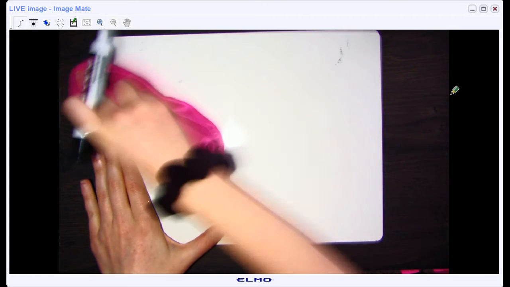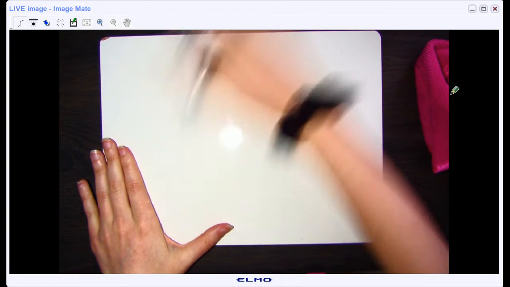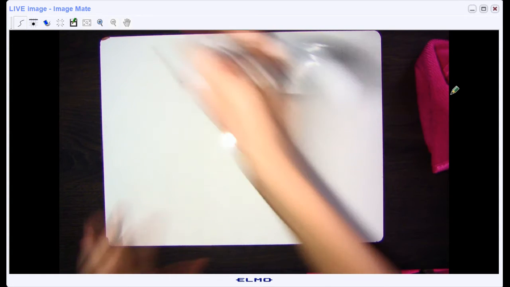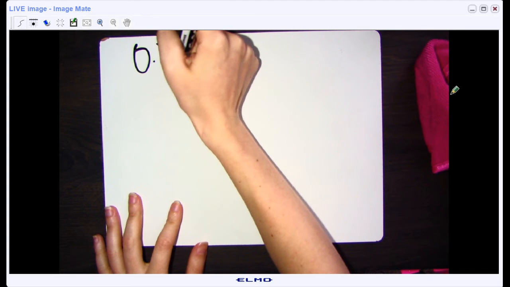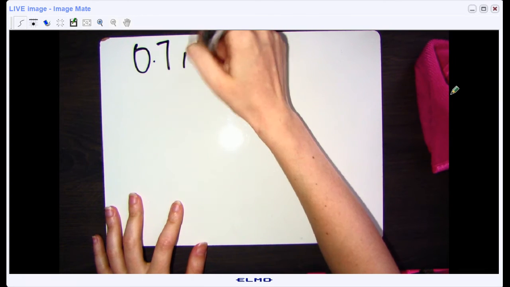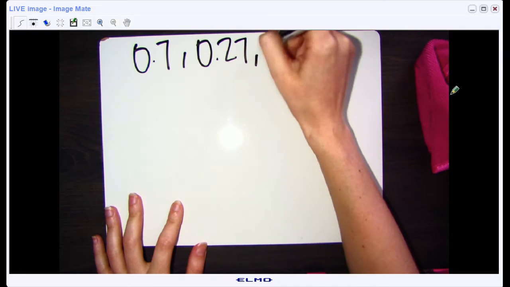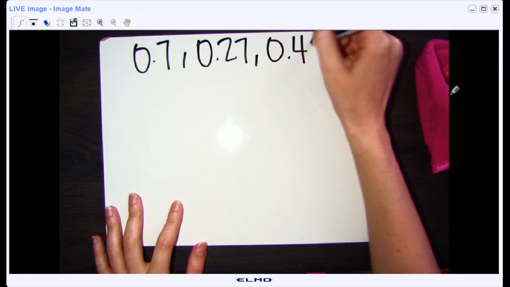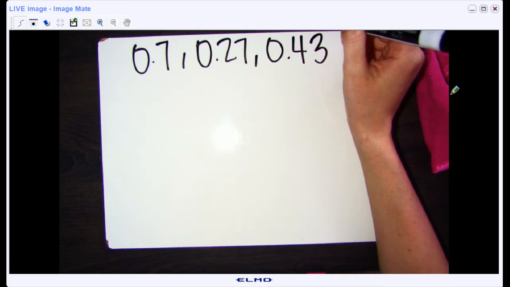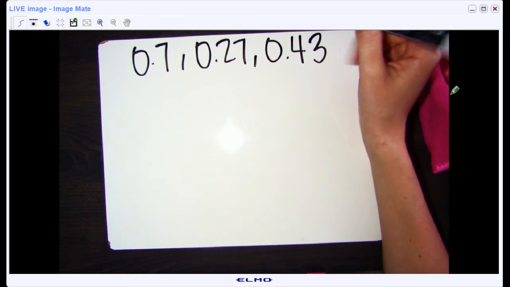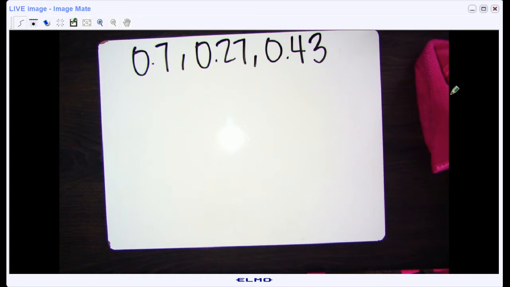You also today might be asked to order decimals. So put them in order from least to greatest or greatest to least. So let's do 7 tenths, 27 hundredths, and 43 hundredths.